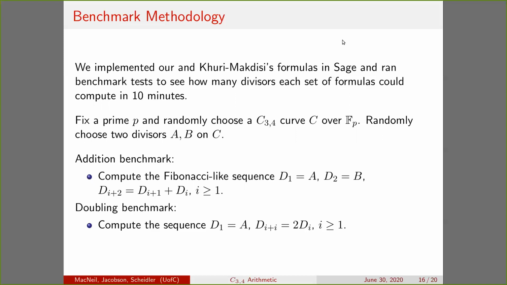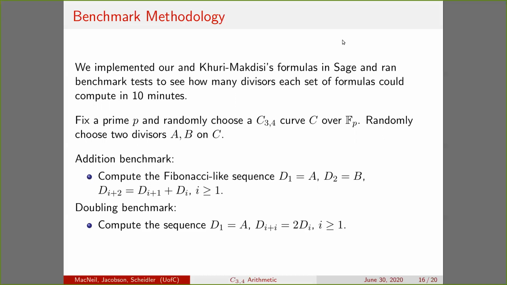So the benchmark test was as follows. We fix a prime number p, then we randomly choose a C34 curve over the finite field of order p. Then we randomly choose 2 divisors a and b on that curve. And then we compute the Fibonacci-like sequence where d1 equals a, d2 equals b, and every subsequent term is just the sum of the 2 before it.